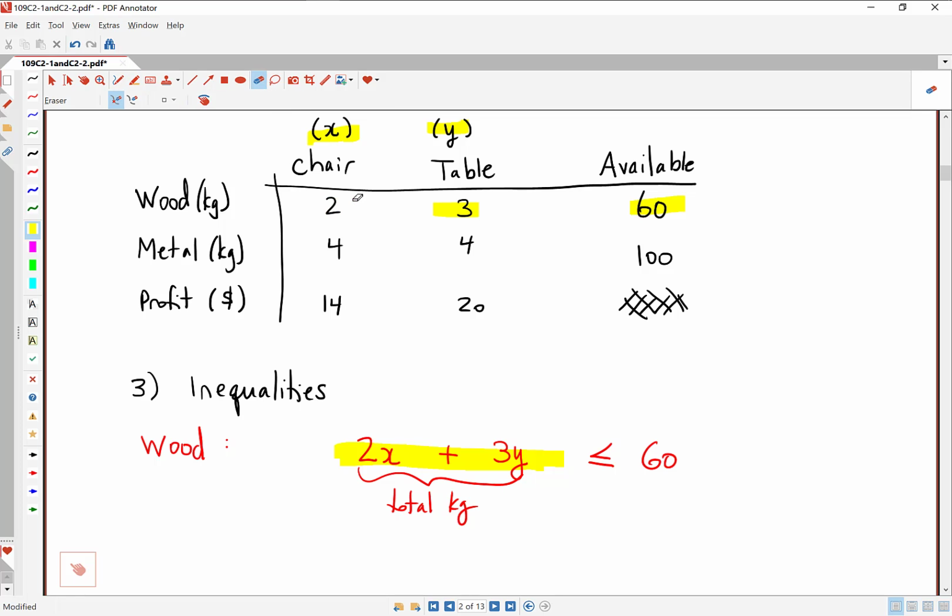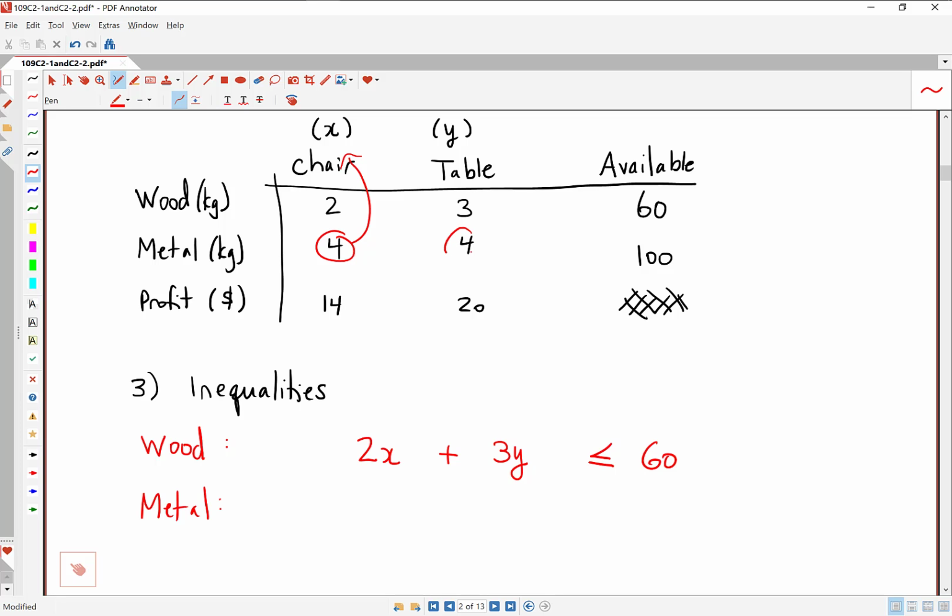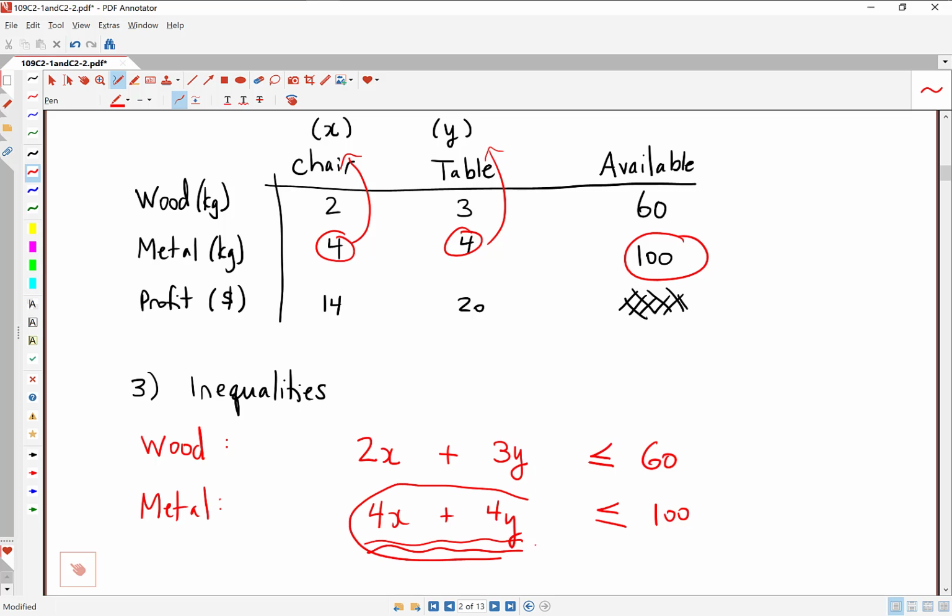So let's try that for metal. If we do it the fast way, we're taking the 4 multiplying it by x, we're taking the 4 multiplying it by y and adding those together. So 4x plus 4y. Our number is the 100, and then we just need to think about which way the inequality goes. So 100 is the maximum that the company has available in a day. Therefore, the inequality should be going this way. This is the amount of metal that they actually use in a day. If that's 99 kilograms, that's fine, but it would not be fine if they used 101 kilograms.